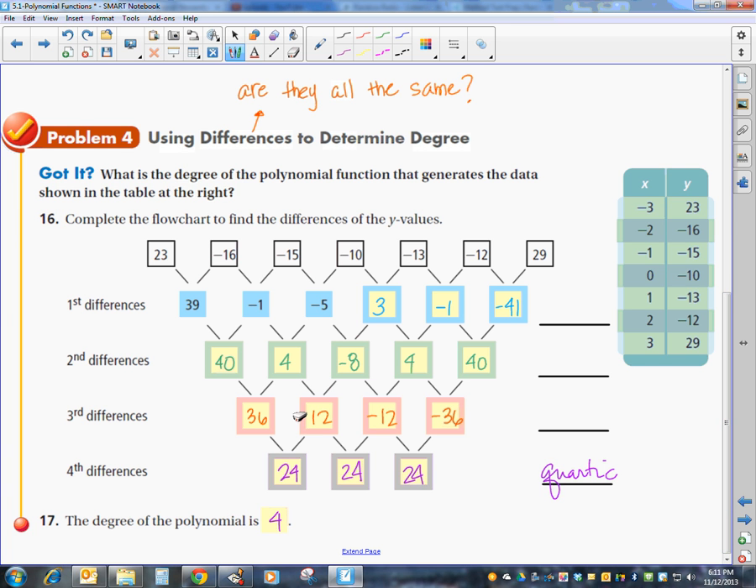So if my third differences were all the same, hopefully you realize that means we would have a cubic equation. If my second differences were all the same, I would have a quadratic equation. And if my first differences were all the same, I would have a linear equation. So use that information, work your assignment, and we will go over questions in class the next day.